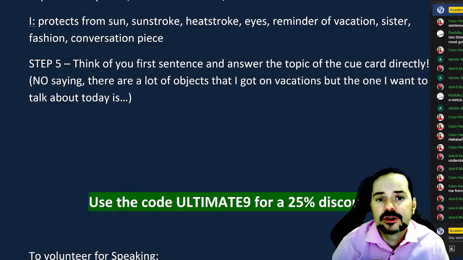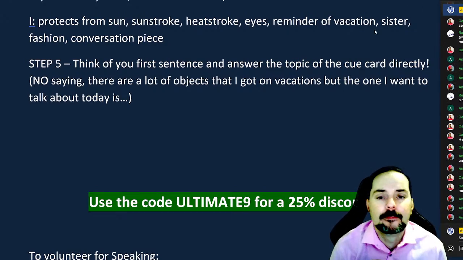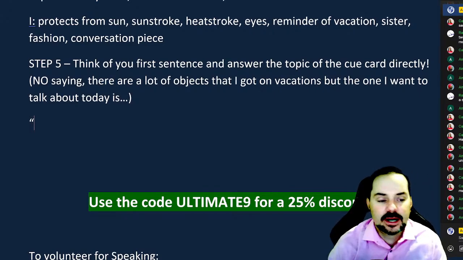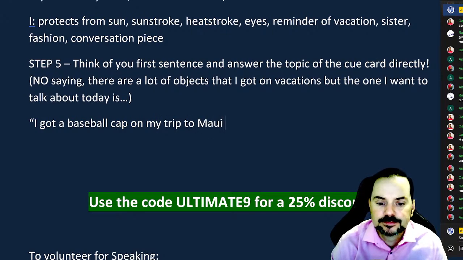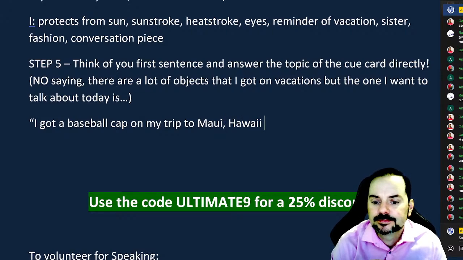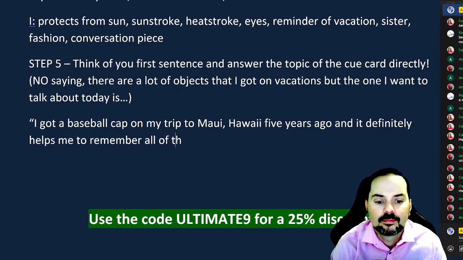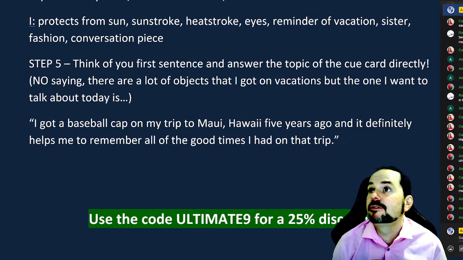So here, I'll give you my first sentence. Give me a sentence using this baseball hat or baseball cap from Maui, okay? So here we go. I'm going to give the first sentence, you give the first sentence, and then we'll compare, okay? All right. So there's my first sentence.